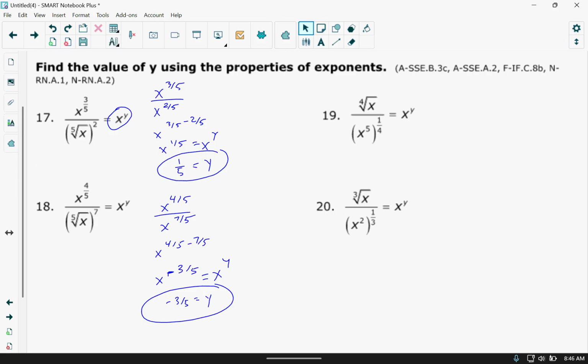Okay, number 19 says the 4th root of x over x to the 5th in parentheses to the 1/4 power. So the top one is going to become x to the 1/4. The bottom one, if you multiply those exponents, is going to be x to the 5/4. Now we could just subtract them. So x to the 1/4 minus 5/4. 1/4 take away 5/4 is negative 4/4, which is negative 1. So x to the y is equal to x to the negative 1. That means y is equal to negative 1.